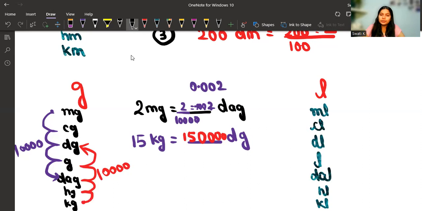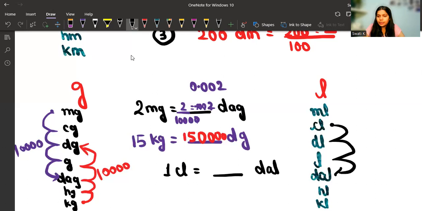Now let's take two examples from liter, the base unit liter. For example, 1 centiliter equals how many decaliter? You are at centiliter, decaliter, 1 step, 2 steps, 3 steps. That means 3 zeros and 1. You are going down, so you have to divide. What is 1 divided by 1000? It is 1 and then 3 zeros. So 1, 2, 3 and then give a decimal. Therefore the answer is 0.001.